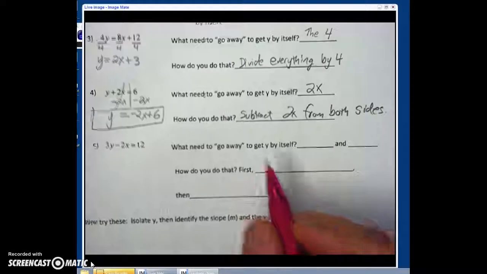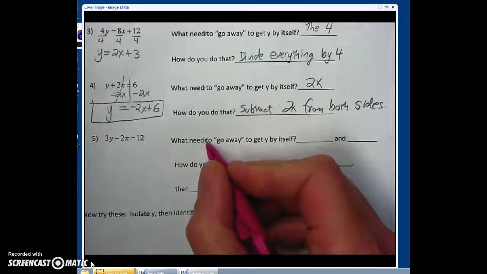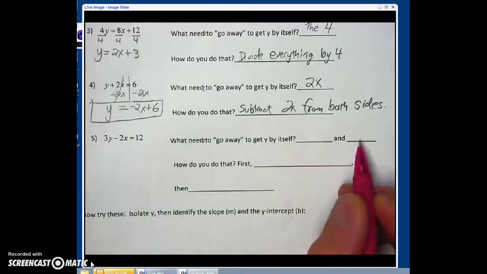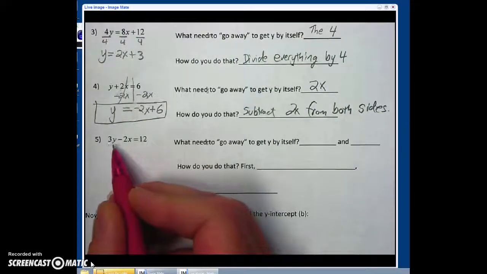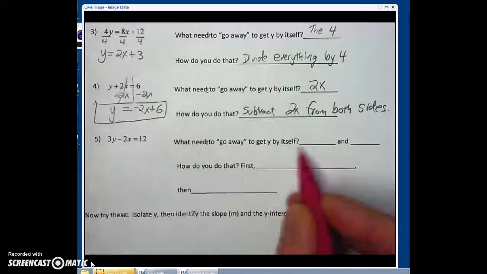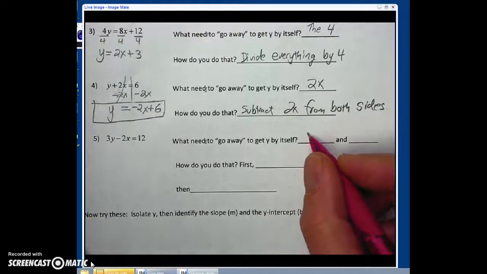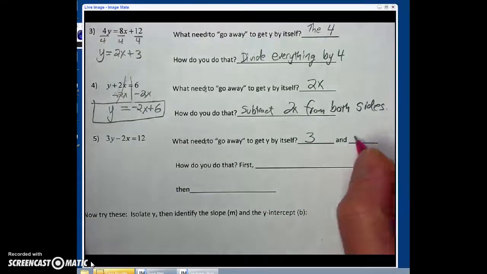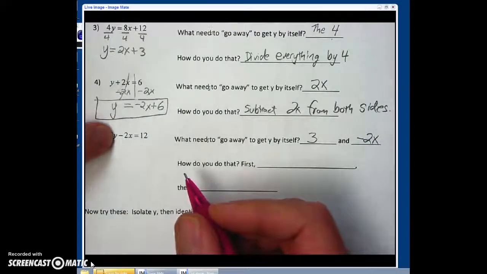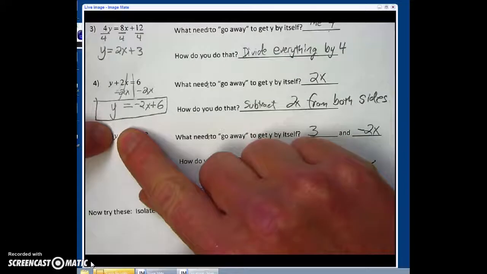All right, let's try the last one here. This one has lots of stuff going on in it compared to the last two. Again, there's an s in needs. What needs to go away to get y by itself? Well, notice I have 2 blank spots here. Hopefully you recognize that y not only has a number multiplying it, but it also has this negative 2x in here. So basically, I just answered the question for you. What needs to go away to get y by itself? Well, 3 needs to go away, and negative 2x needs to go away. So basically, if I put my finger right there, see how that 3 makes the y by itself? And then if I do that, now I got y by itself.